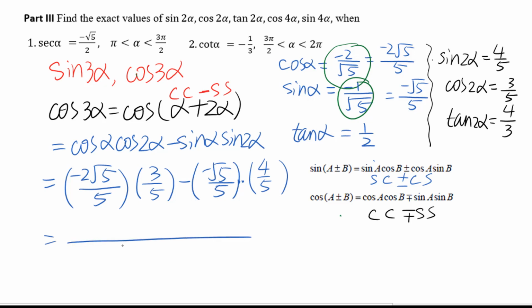Your denominator is 25. So negative 2 square root of 5 times 3 is negative 6 square root of 5. For 4 times negative square root of 5 is negative 4 square root of 5, but negative will be a positive. So I add 4 square root of 5. Then I simplify. You will get negative 2 square root of 5 over 25.